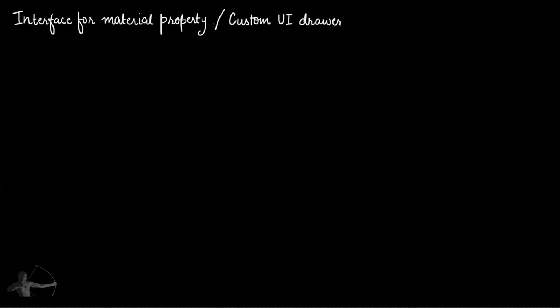Hello everyone, in this chapter we will learn how we can create the interface for our material properties, which are also known as custom UI drawers. We will learn how we can add an option to turn on and off a block of code in our shader, which can be controlled using graphic user interface.